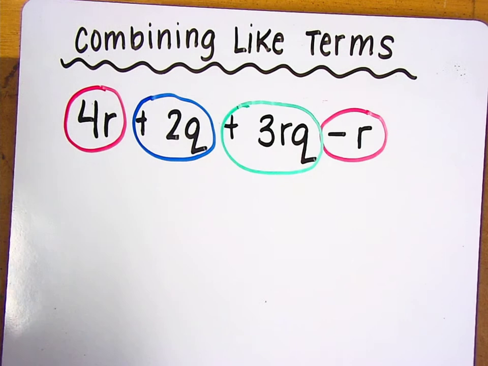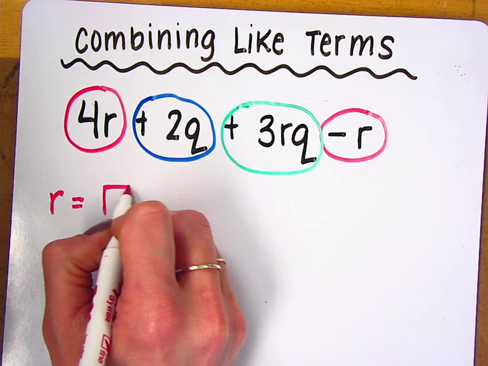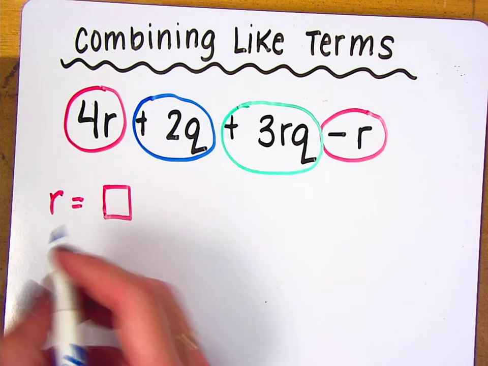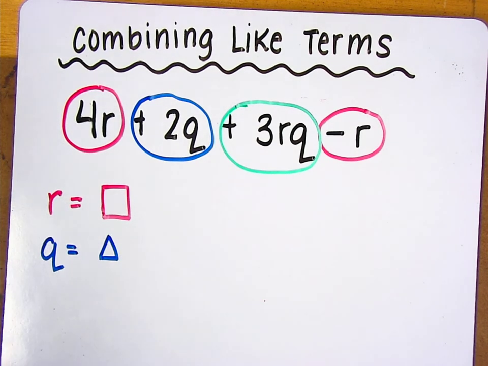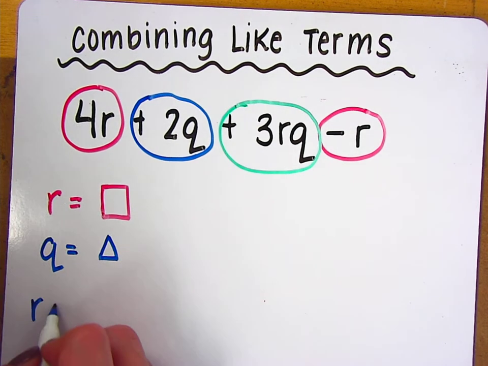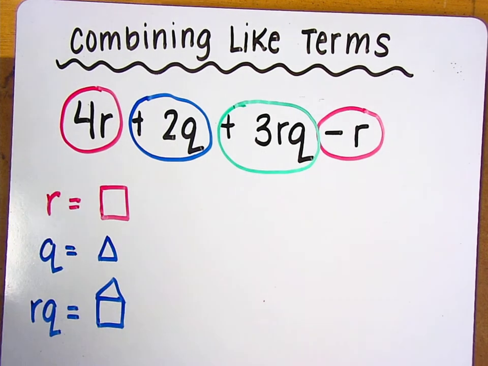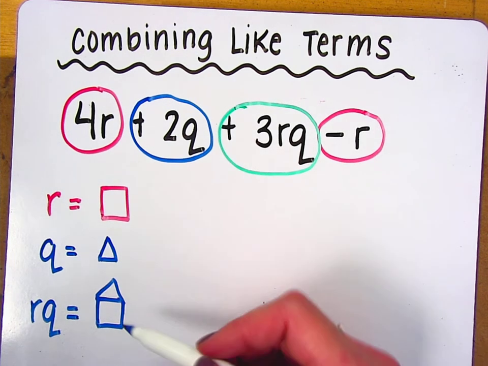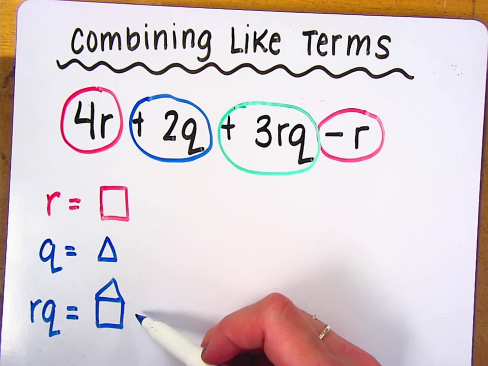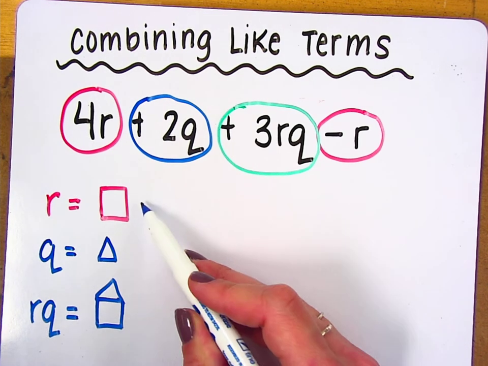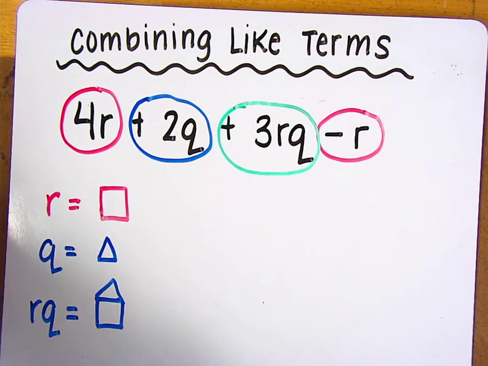We can think about this in terms of different shapes. So let's say that r is represented by a square and q is represented by a triangle. That means that rq would be represented by a little house. The triangle is not exactly the same as the house, and the r is not the exact same thing as the house. Therefore, squares can't be grouped with the house, and triangles cannot be grouped with the house.